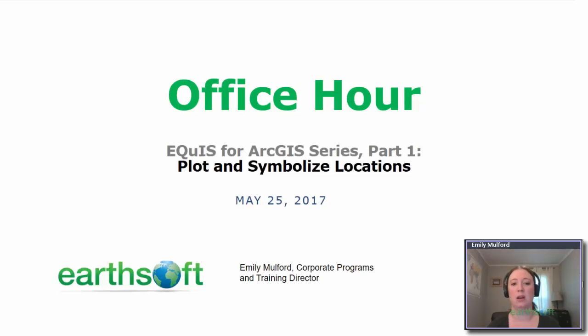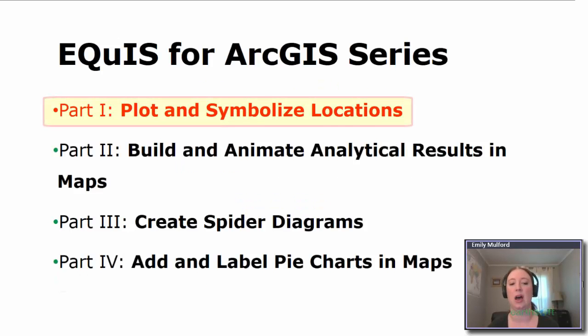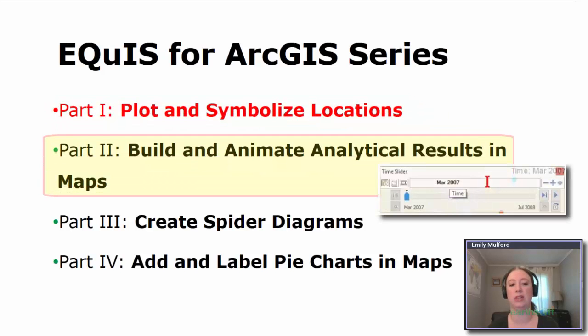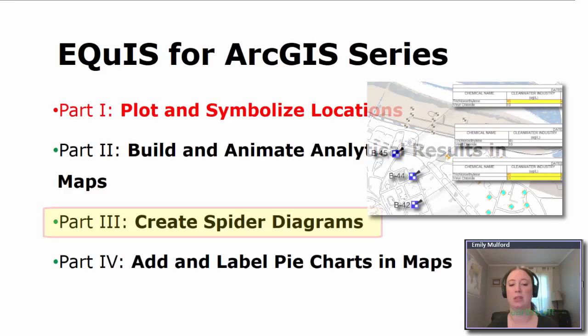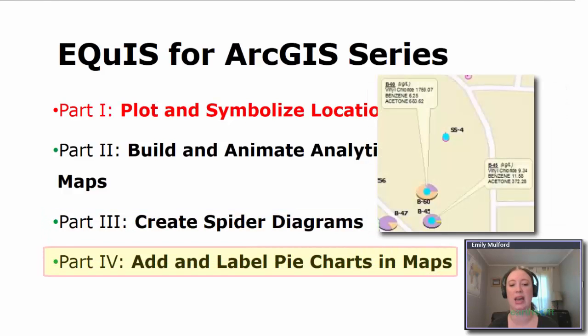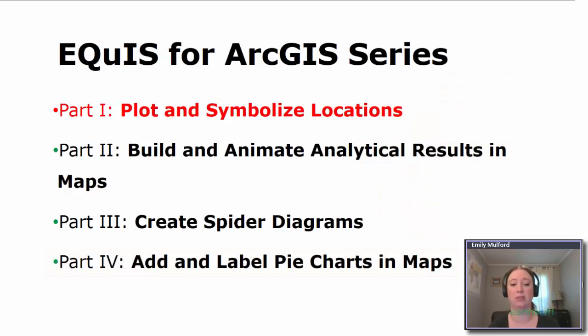Okay. So let me start my slides here. Here we go. As I mentioned, this is the first part in a 4-part series, and today we're just going to focus on the plot and symbolize locations. Then we'll do this over the next 4 weeks, including this week. Next Thursday is going to be build and animate analytical results. The following Thursday, June 8th, I think, is create spider diagrams. And then the Thursday after that is going to be add and label pie charts and maps. So you can sign up for any or all of those that you're interested in.